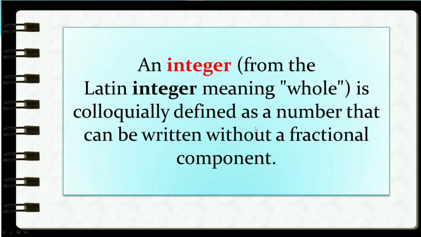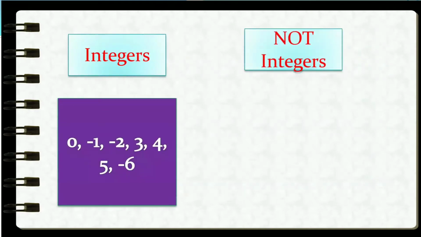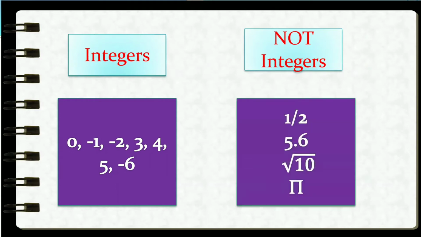Here are some examples of numbers that are integers and numbers that are not integers. For integers, we have 0, -1, -2, 3, 4, 5, and -6. What are examples of non-integers? These are 1/2, 5.6, square root of 10, and pi.